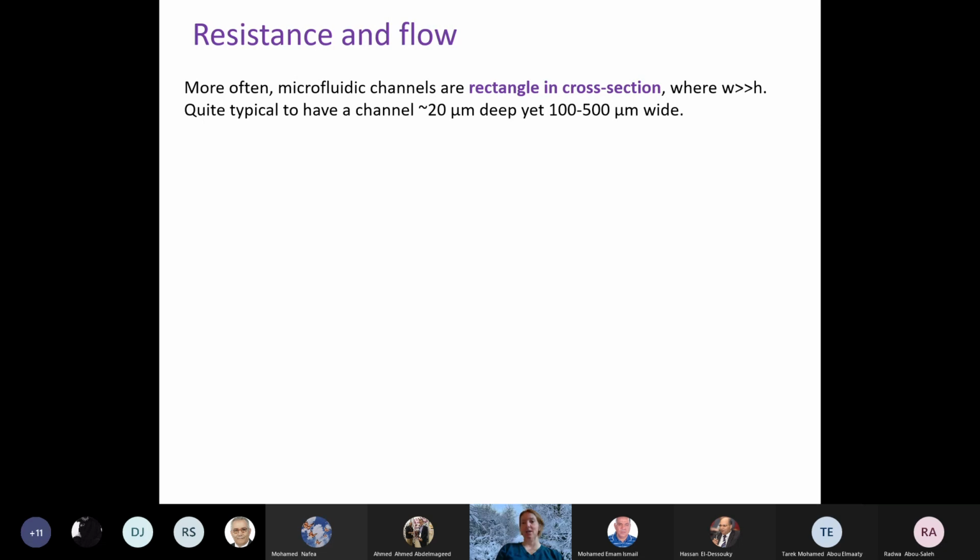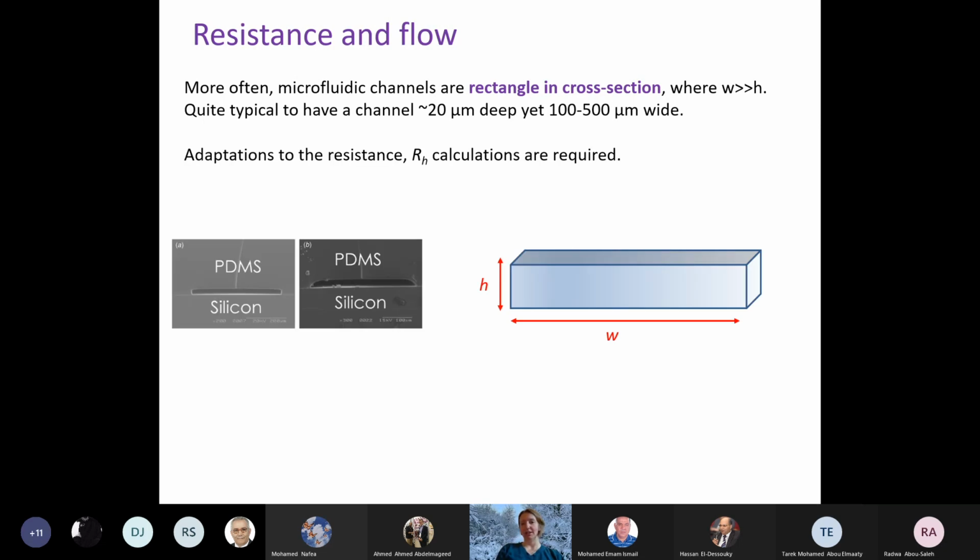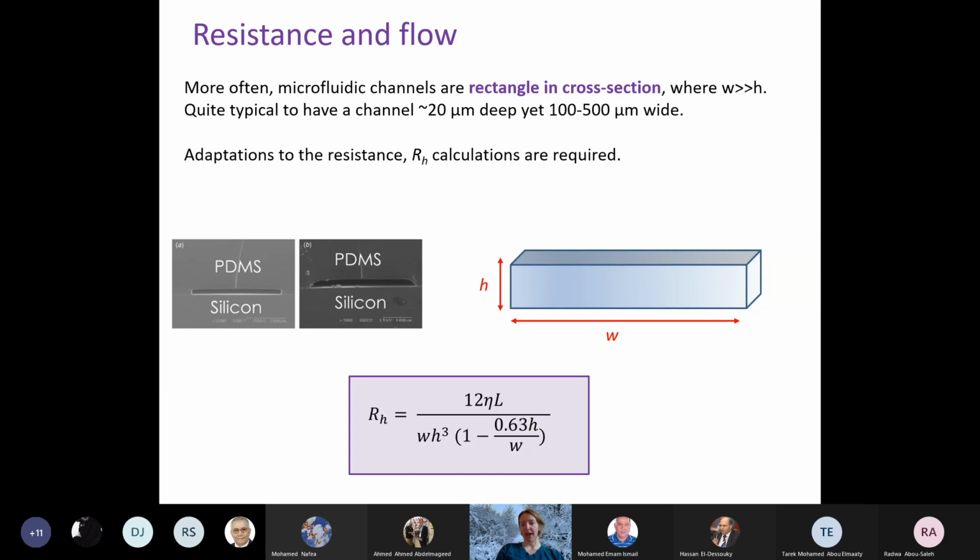But again, fluidic channels are rarely circular. They're usually rectangular in cross section. So we have to make a few adaptations to those equations to take into account that geometry. So the hydraulic resistance equation looks very different for something that has a rectangular cross section where the width is much higher than the height of the channel. If you are interested and you go into this, you just have to consider that the geometry affects the flow very, very much.